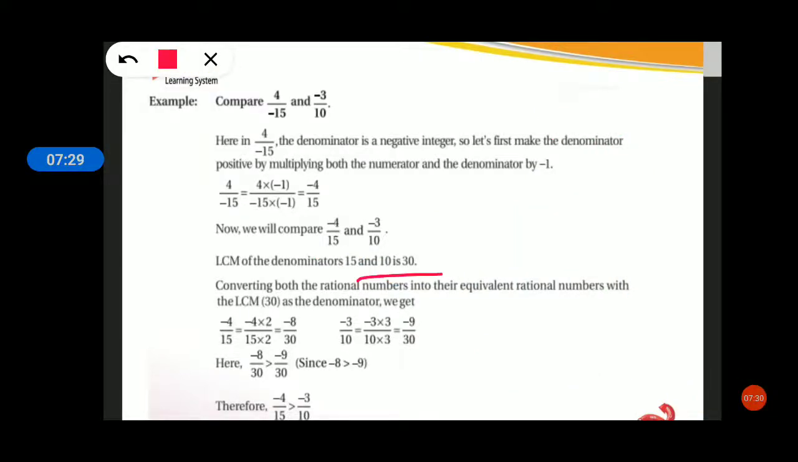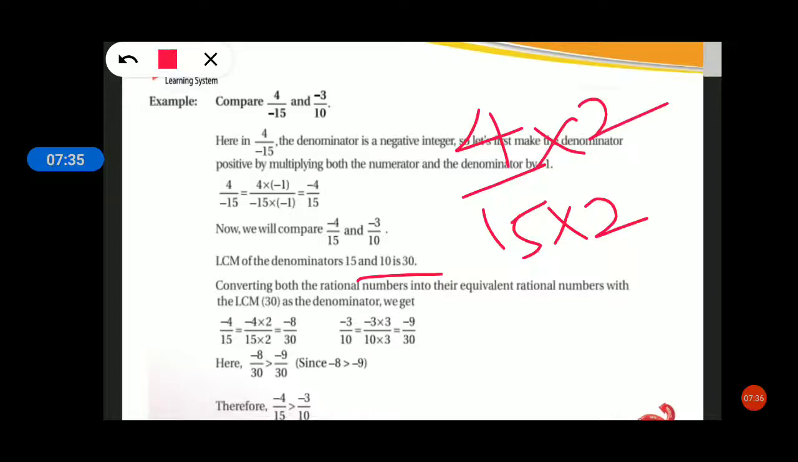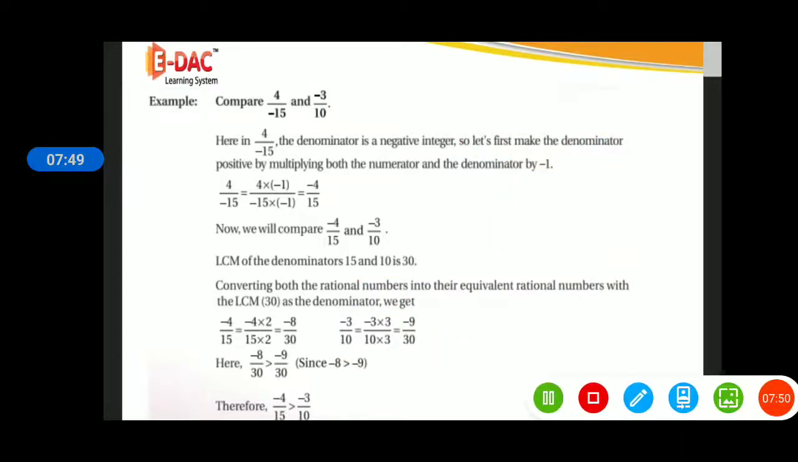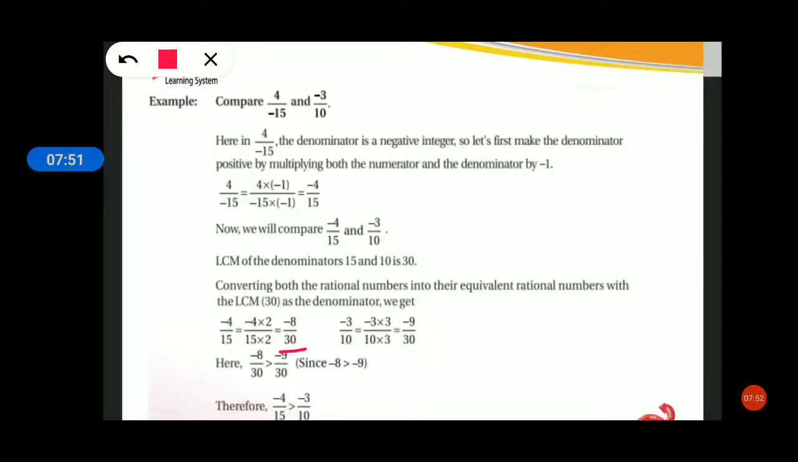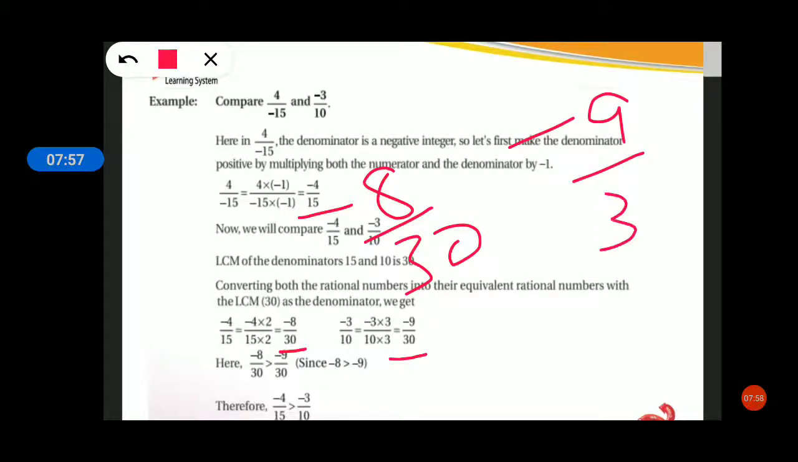Now what you need to do? To get 30, what will you do? Here 4 by 15. So 15 into 2. Denominator also into 2, numerator also into 2. So minus 8 by 30. Then in the 10 table, how many times will 30 go? 3 times. So 10 into 3 in the numerator as well as in the denominator. Now the answer is minus 9 by 30. So now we are getting both the denominators the same. See here, both the denominators are the same. Now you can compare directly: minus 8 by 30 and minus 9 by 30.